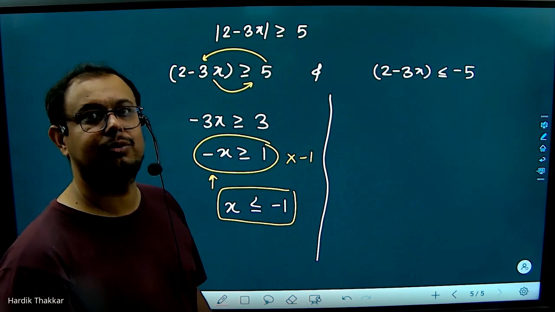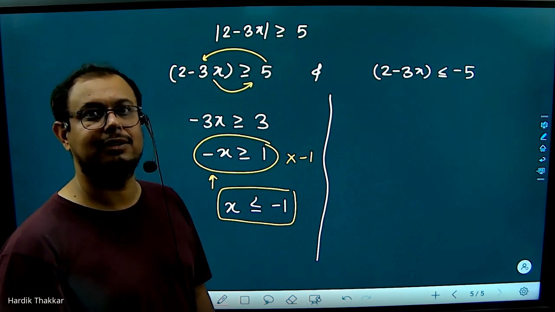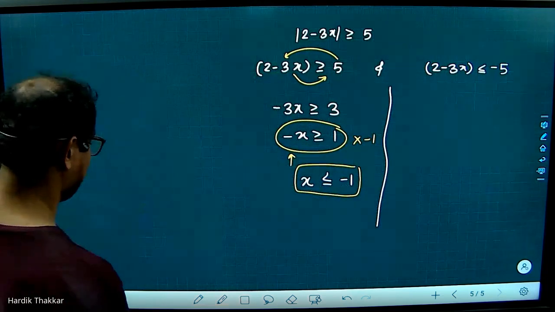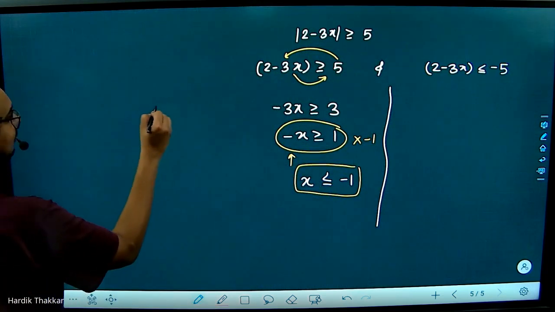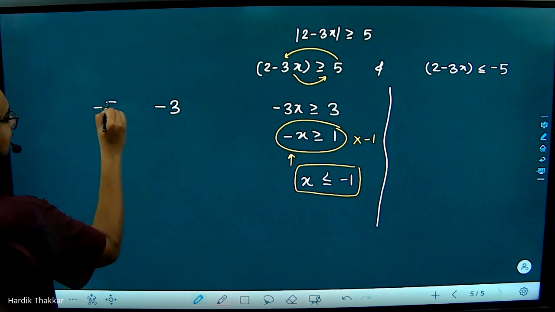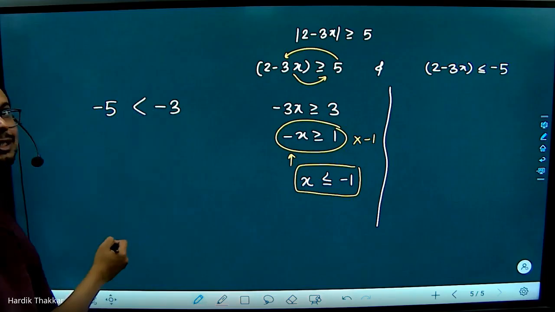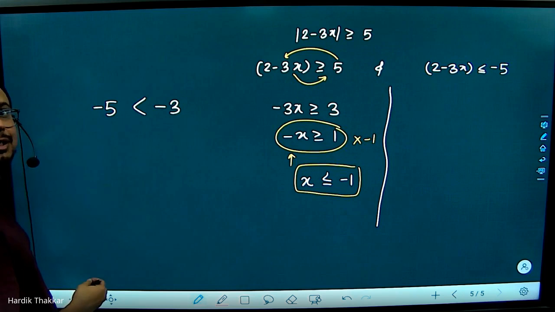So then in the second part, can we directly cancel the negative sign on both sides? No, no, no. We cannot directly cancel the negative sign. Look, what does this mean? Let us consider two numbers. This is -3 and this is -5. Now tell me which number is greater, -3 or -5? So -3. We will write it like this: -3 is greater than -5.